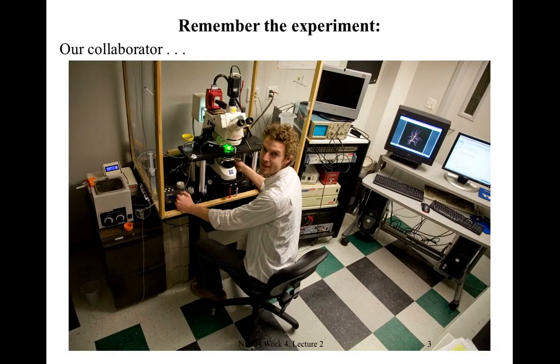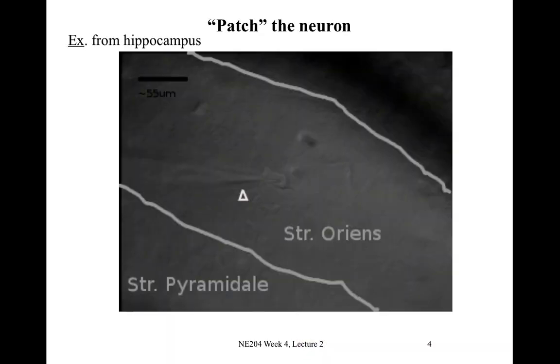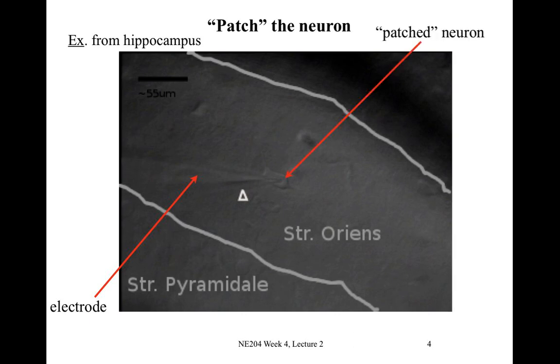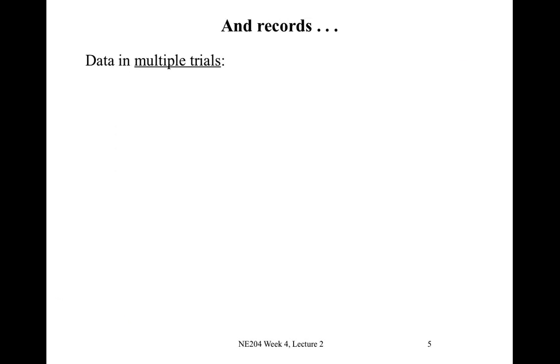And remember how we got these data? Our collaborator, a graduate student here at BU, was collecting activity from a single neuron in the hippocampus. And so what he's able to do is stick this electrode, which we can just barely see here as this faint whisper in the figure, into a single neuron. So he's able to patch this neuron and record its voltage activity as a function of time.